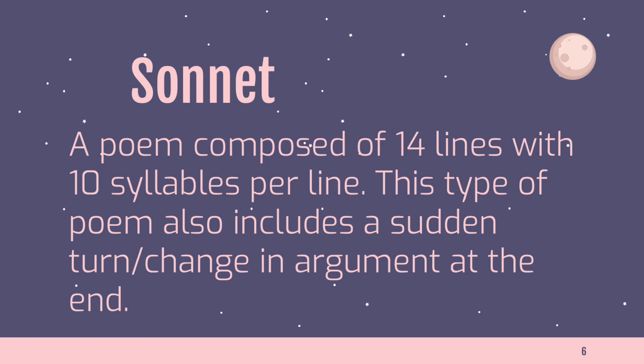Now a sonnet. A sonnet has a specific composition, just like the haiku. In the haiku, remember that 5, 7, 5? Well, now the sonnet has a poem composed of 14 lines, 14 líneas, with 10 syllables per line. In each line, en cada línea, you are going to have 10 syllables, 10 sílabas. This type of poem also includes a sudden turn change in argument at the end.